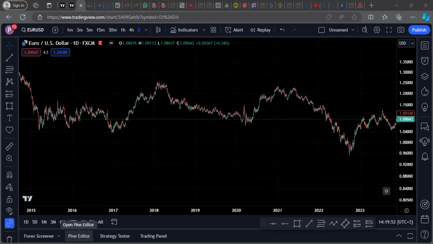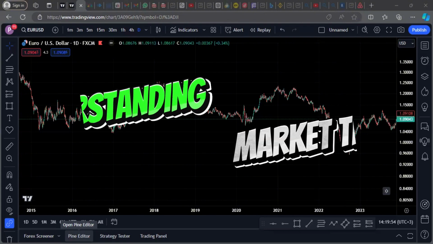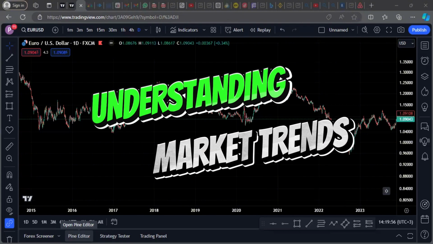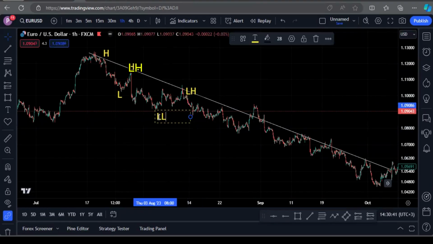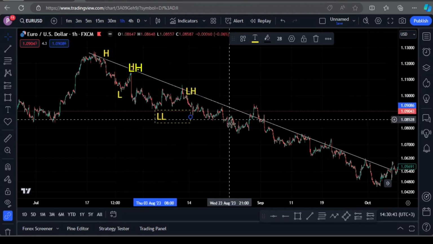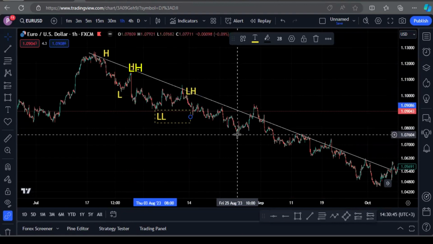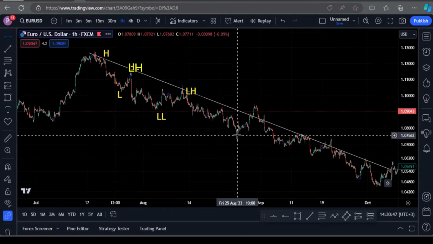So moving on to the first point, guys, understanding the market trends. The market can move in three primary directions, which are uptrend, downtrend, and sideways. So right now I'm on TradingView. I opened EURUSD on the 1 hour time frame. I have a very smooth downtrend.